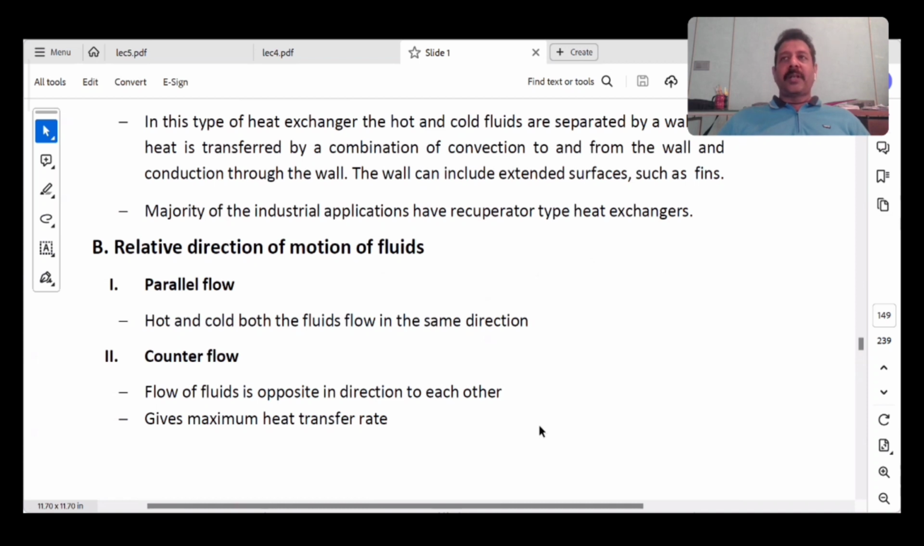Depending upon the separation, you get different names. If it is a plain wall, plate and frame filter press. If it is a circular wall, you call it a double pipe heat exchanger or a shell and tube heat exchanger. Very important heat exchanger is the shell and tube heat exchanger. Most industries' heat exchangers will be of this category. 90% of the heat exchangers are under the category of shell and tube heat exchanger.